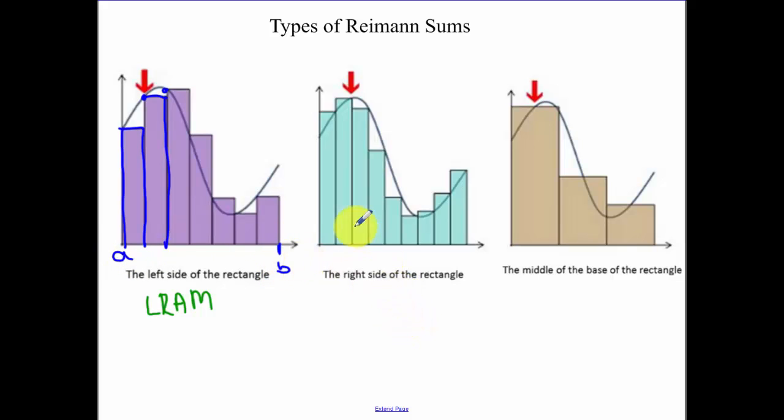Right endpoint is once you've figured out what the width is, you go to the right endpoint of that interval to get your height for your function values. And notice how parts of some rectangles are going to be outside, but that's going to compensate for this piece that was underneath there. And just as a reminder, our book, I believe, calls this RRAM.